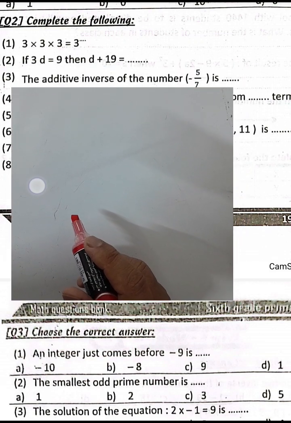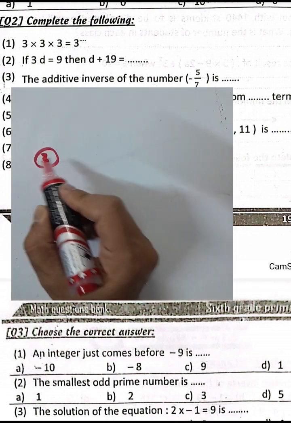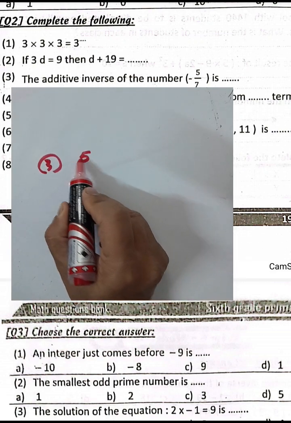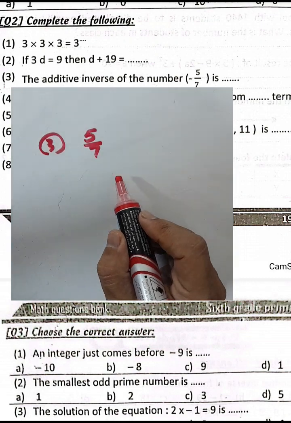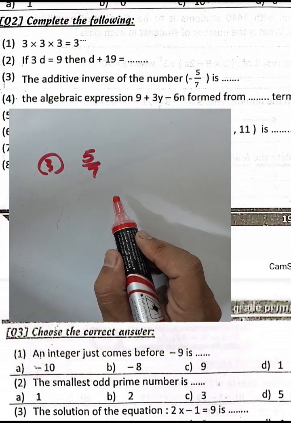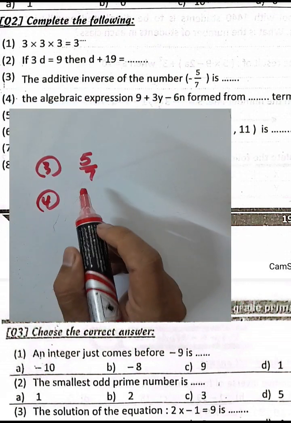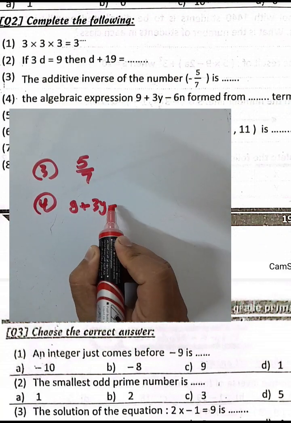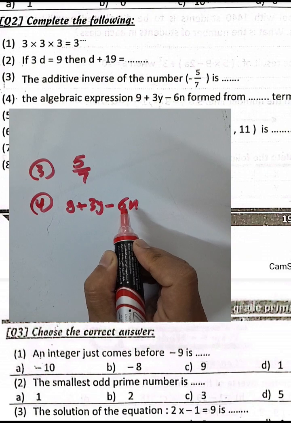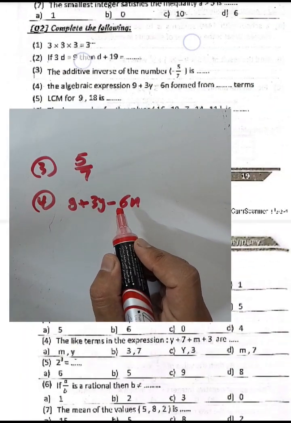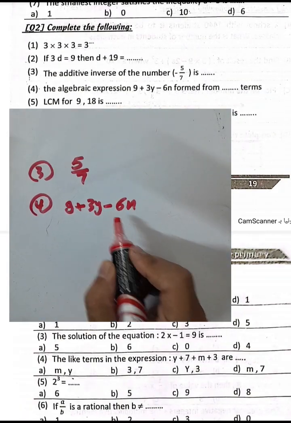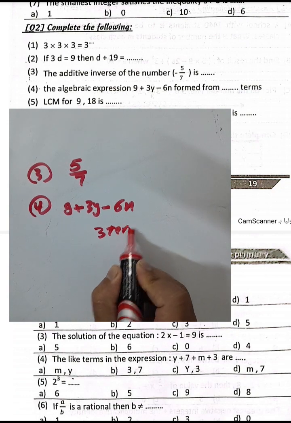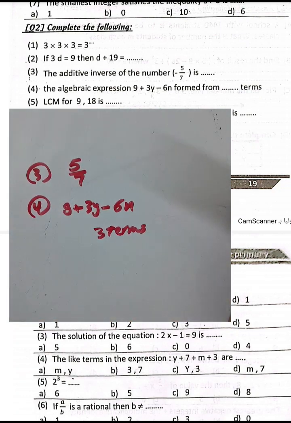Question number 3. The additive inverse of negative 5 over 7 will be 5 over 7. We call it the additive inverse. Question number 4. The algebraic expression 9 plus 3y minus 6n has how many terms here? We have 1, 2, 3 terms. 3 terms.